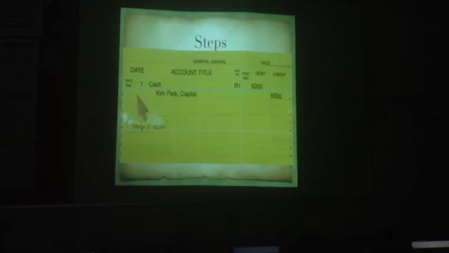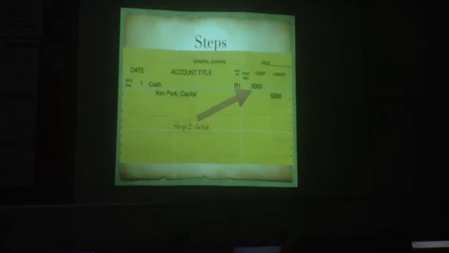Okay, so that's the first step. Second step is the debit account. One huge rule about the general journal that you will learn here is that the debit account always goes first. The debit account always goes first in the transaction. And then you would put the debit amount in the debit column. Okay, so in this instance, cash is debited $5,000.